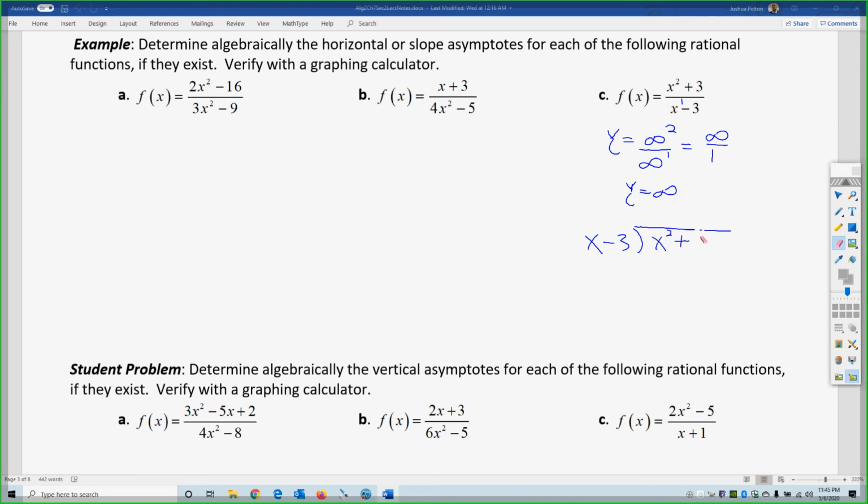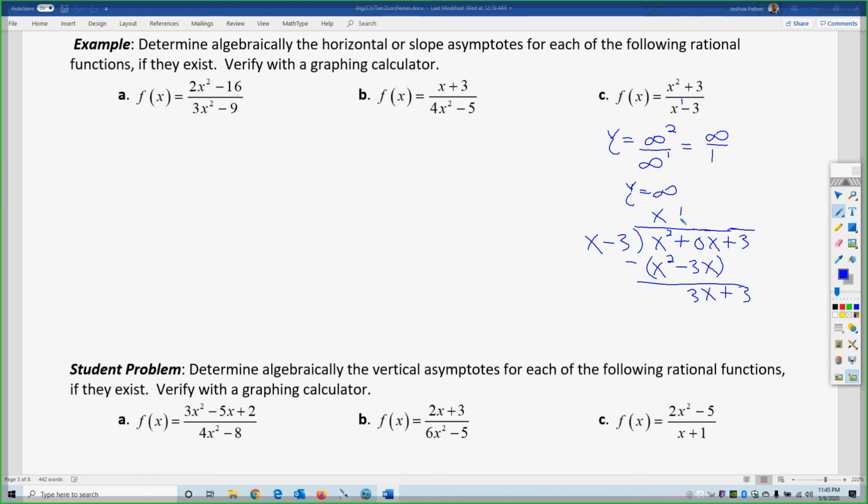I have to erase the 3 and put a 0x plus 3, because when doing long division, there cannot be any missing terms. Okay, so the first term is x. X times x is x squared. X times negative 3 is negative 3x. And we'll subtract. So that'll give us 3x plus 3.